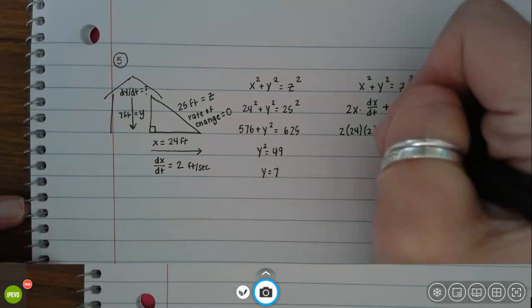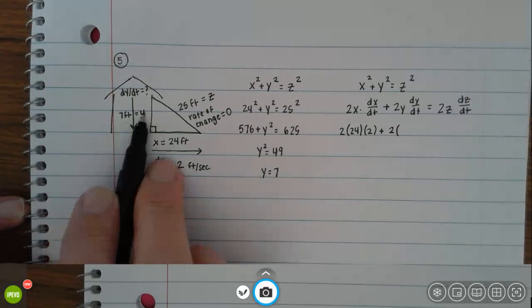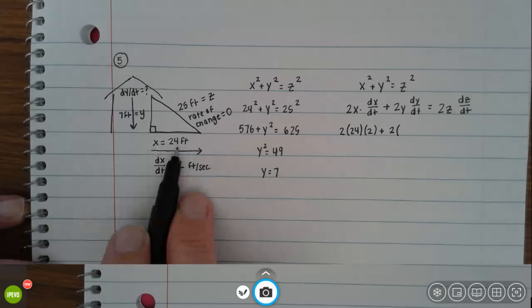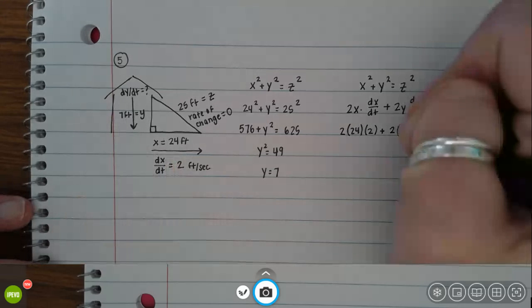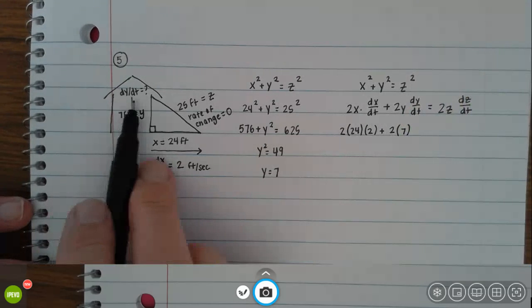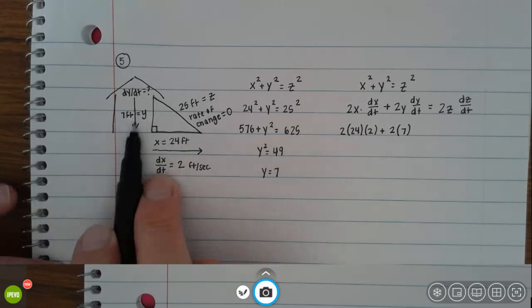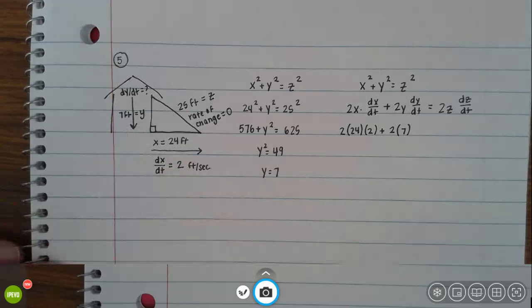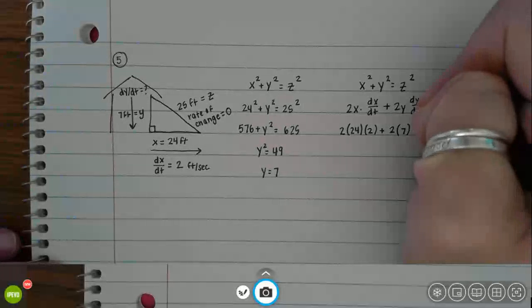plus 2 times the y. We said that this vertical distance at the moment when the horizontal distance is 24 would be 7. And we're looking for what dy dt is. We want to know what the rate of change is as the ladder is slipping down the wall. So we don't know what dy dt is.